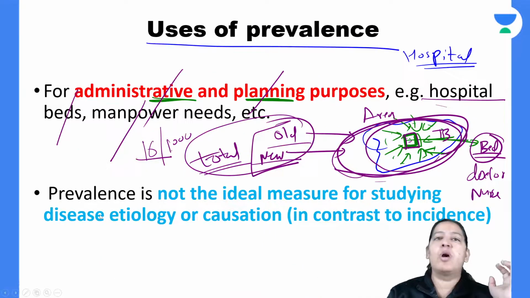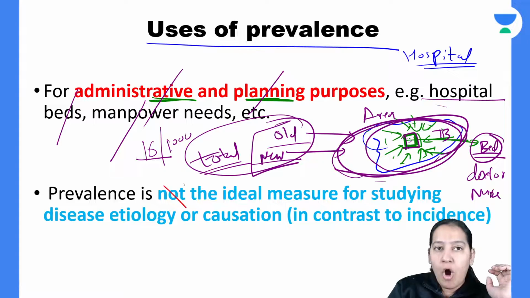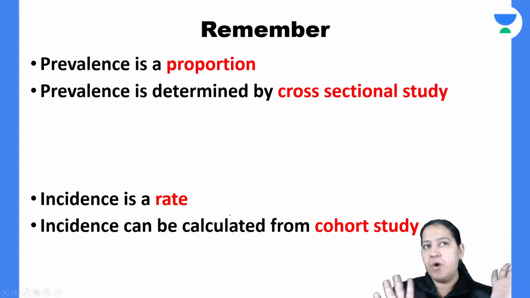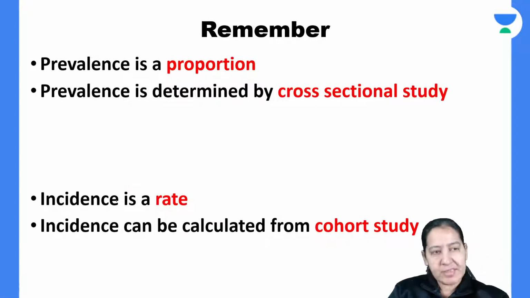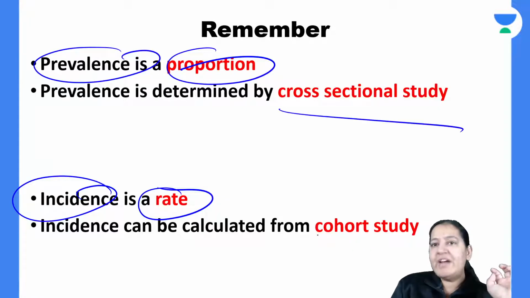You got the uses, you got the formula of both of them. Everyone give me a thumbs up. Prevalence is not used for etiology. Etiologically, incidence, right? Have you got it? So do you have any problem in understanding this? So have you understood that incidence is a rate and prevalence is a proportion? This point I will explain to you later on.